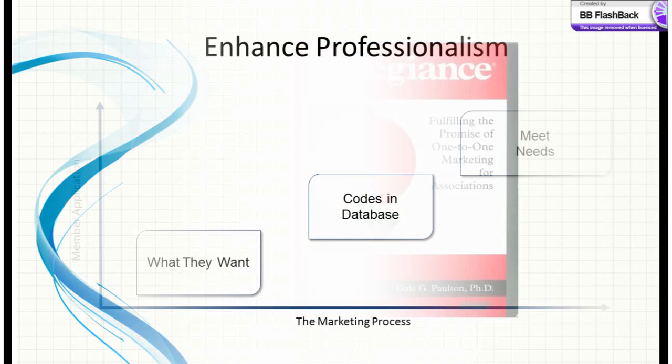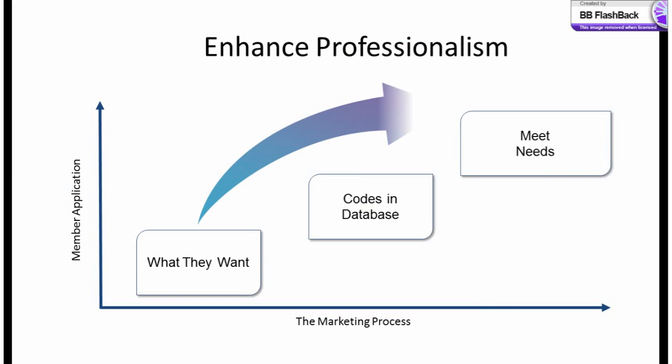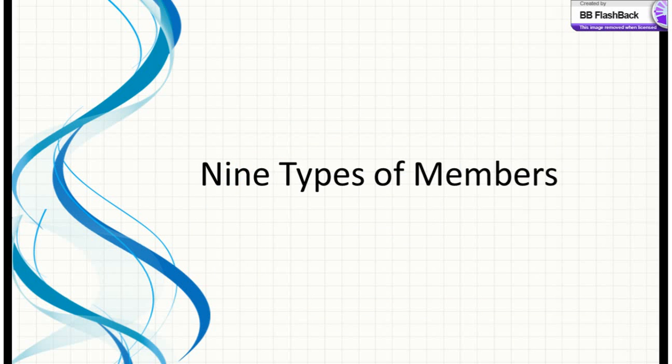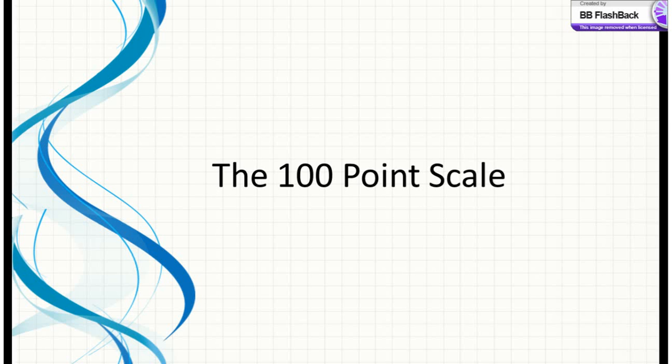The goal is simple. Learn what members want, code that information, then meet member needs. Dr. Paulson identified 9 member types based on their professional needs and a way to capture that information with a short, sophisticated questionnaire. The questionnaire he developed is a 100-point fixed sum preference scale. It is easy to complete, and it results in a 3-digit code that tells what each member wants.